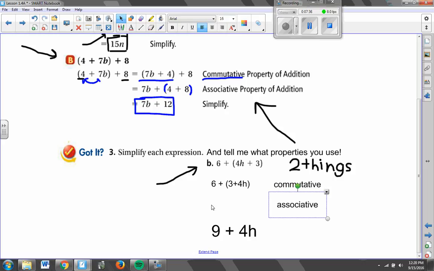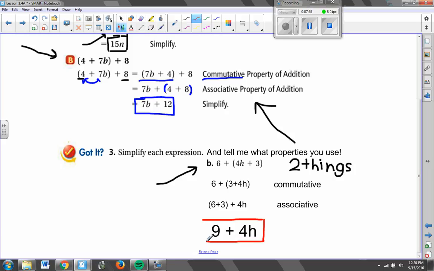is going to allow us to move those parentheses. So do parentheses 6 plus 3, close parentheses, then add on the 4h. Okay, and now from there is where we simplify down to 6 plus 3 is 9 plus 4h. So we should have this, and we should somewhere on our paper have commutative property first, and then associative property second. Okay, commutative, associative leads us here.